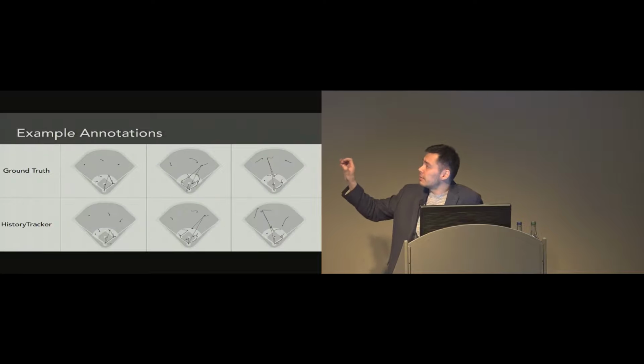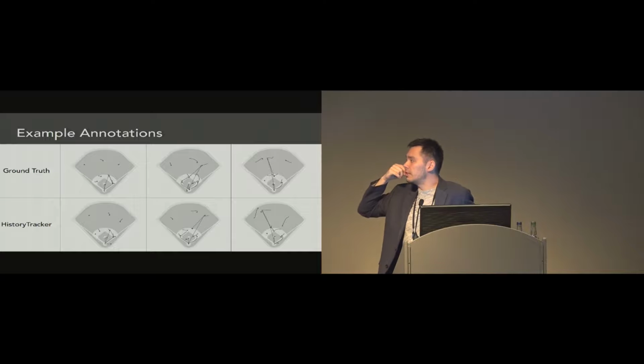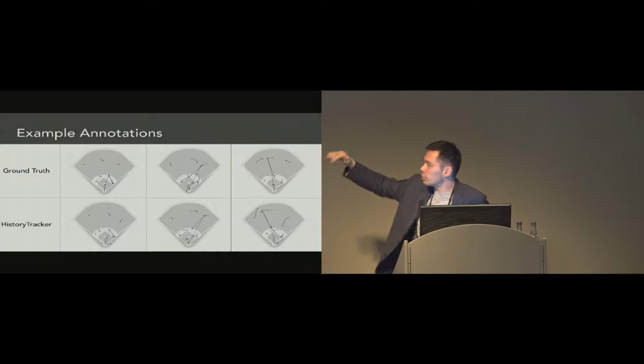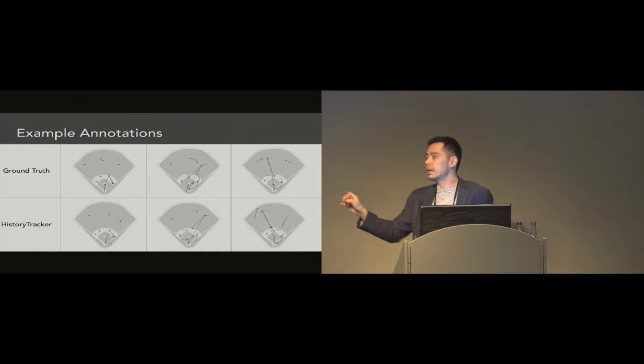Finally, here we have some example annotations. On the top, we have the ground truth of the trajectories that were annotated, and on the bottom you have the trajectories annotated using HistoryTracker. And you can see that the top trajectories and the bottom trajectories look very alike.